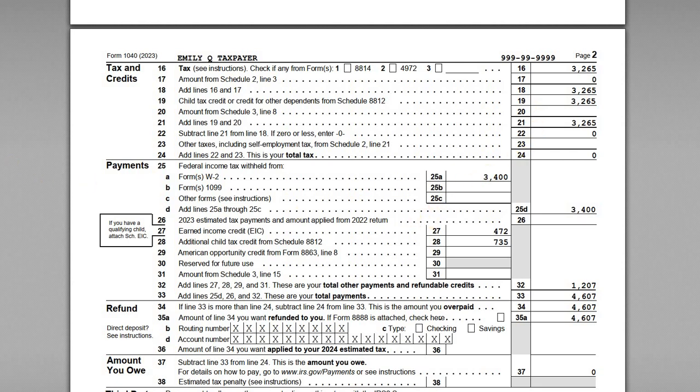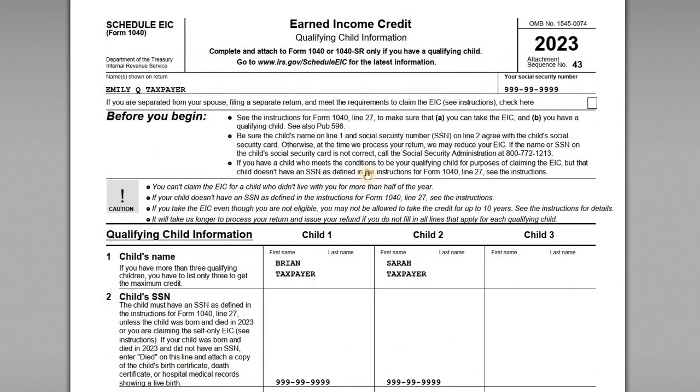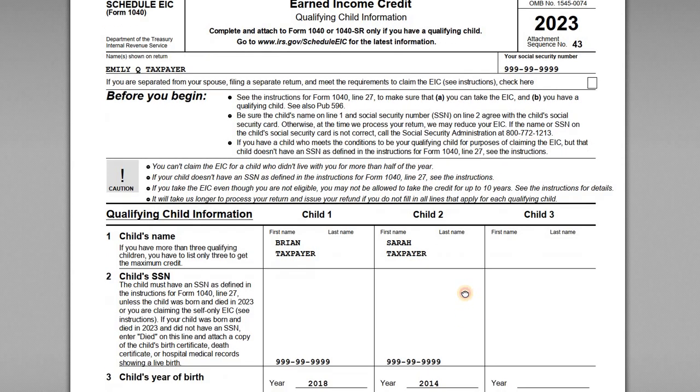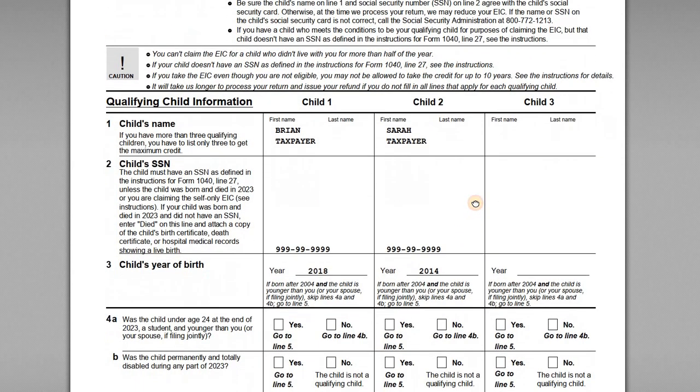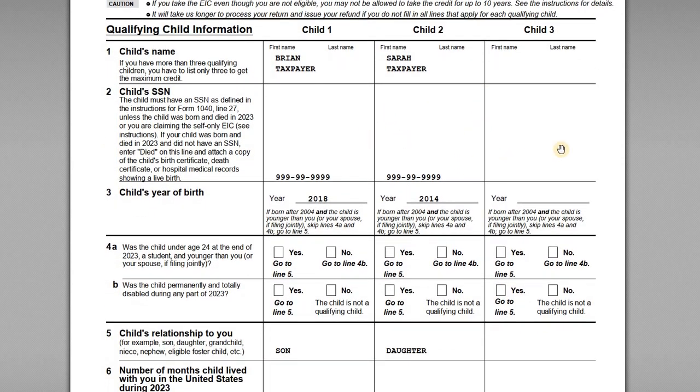So if we look at her Schedule EIC to start, this has to be completed anytime that you're going to be claiming the EIC and you're claiming a qualifying child. If you have no qualifying children, you don't need the Schedule EIC. But in this case, she has two, so she needs to include it. You have a separate column for each child here.